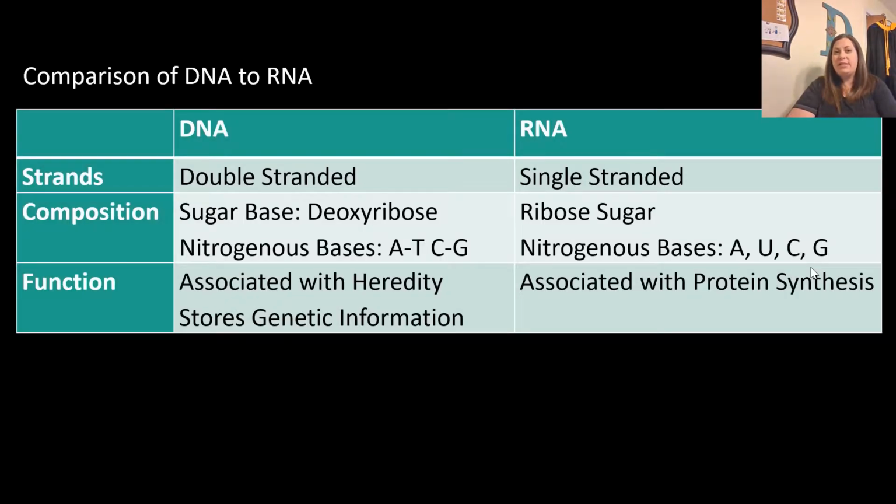So here's a quick comparison of DNA and RNA. We see the strands are different. DNA is a double strand, RNA is single. The composition is also different. DNA has a deoxyribose sugar, whereas RNA has a ribose. The bases: DNA has A pairing with T and G with C, whereas RNA contains A, U, C, and G. DNA's main function is heredity, it stores your genetic information, whereas RNA is associated with producing proteins.